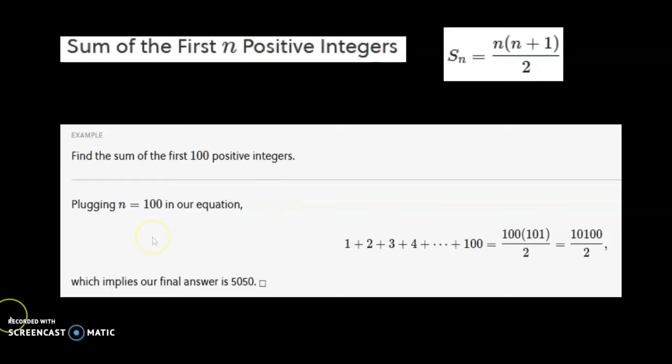So let's see the example first. Find the sum of the first 100 positive integers. So n equals 100, and that is 1 plus 2 plus 3 up to 100. So we know the formula n into n plus 1 by 2. So just put n is 100. So 100 into 100 plus 1, that is 101, divided by 2. So you can solve it and you will get the final answer 5050.